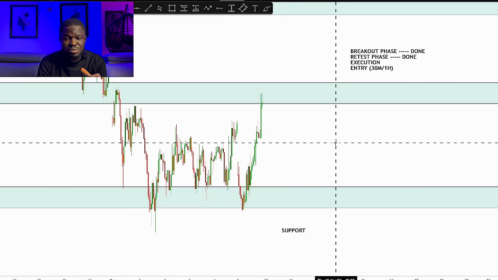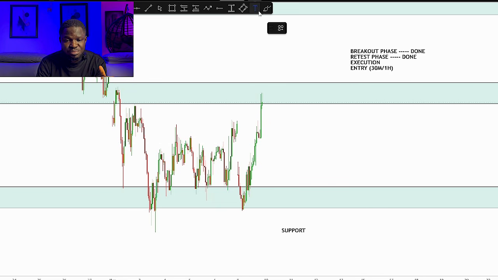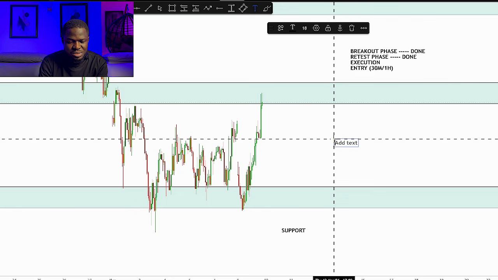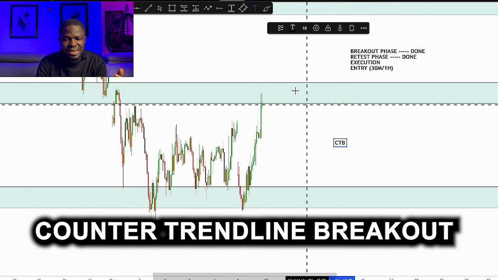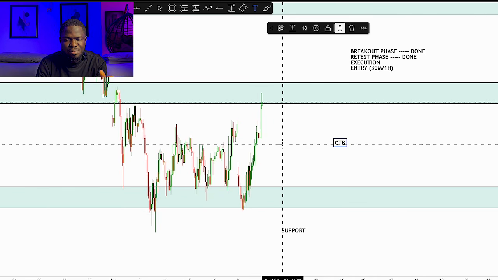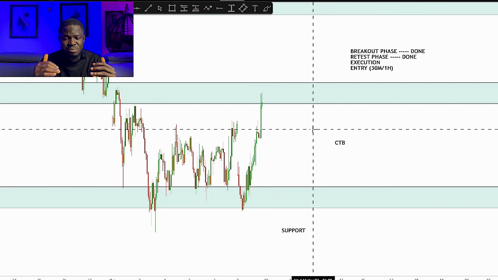the 1 hour time frame is to establish my CTB, and the full meaning of CTB is counter trend line breakout. And the purpose of this counter trend line is to guide me, and protect me from executing some setups blindly.